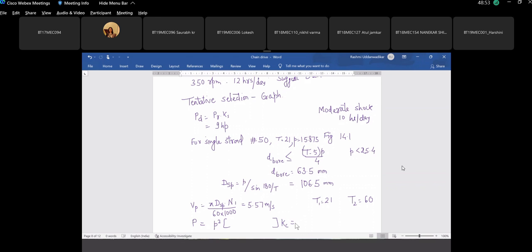Give me power P. Is that coming 7.9? You are giving me this value in kilowatts, right? Can you quickly convert this into HP? 1 kilowatt is almost 1.36 HP. This is how much horsepower? 10.6, 10.7.